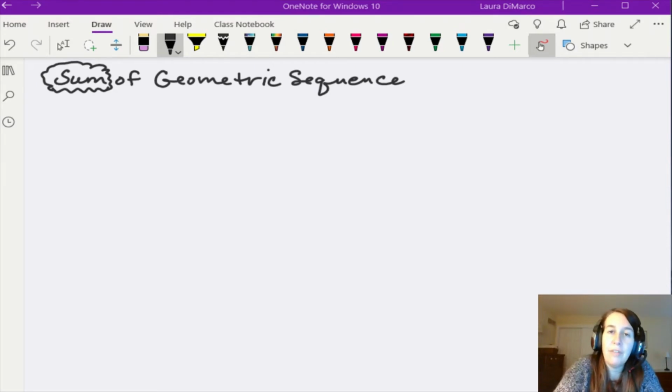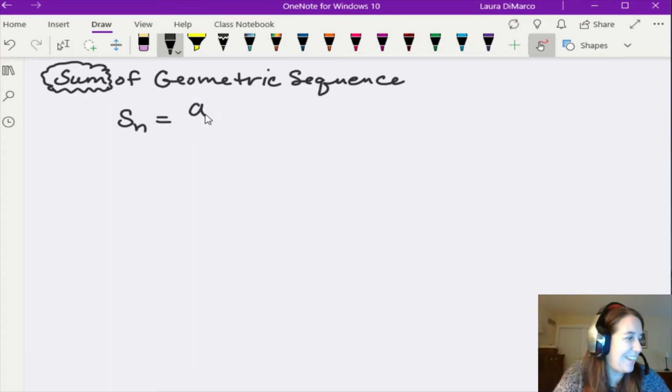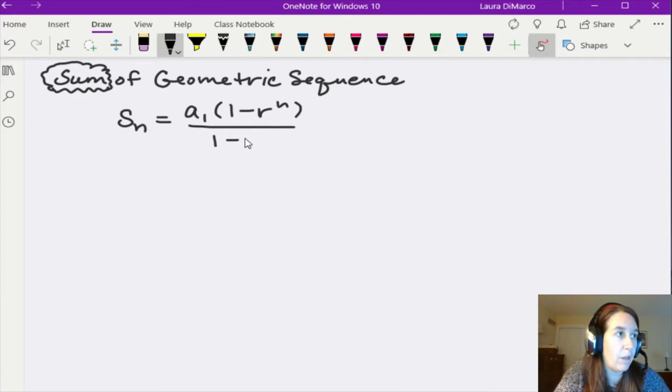Now we'll talk about finding the sum of a geometric sequence. Just like in arithmetic sequences, we actually have a formula to help us find the sum. And the sum of the first n terms of a geometric sequence is a sub 1 times 1 minus r to the n divided by 1 minus r.